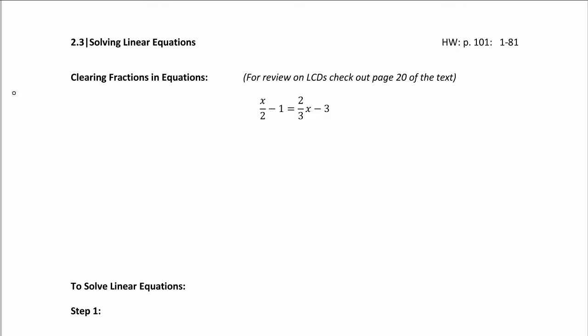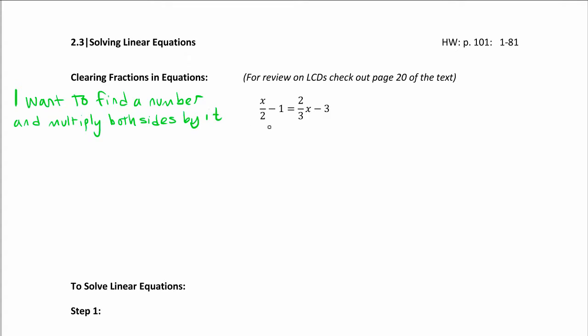So I want to find a number and multiply both sides by it to get rid of all fractions. The way I'm going to find this number is I'm going to choose the least common multiple, or it's the same method you would use to find the lowest common denominator.